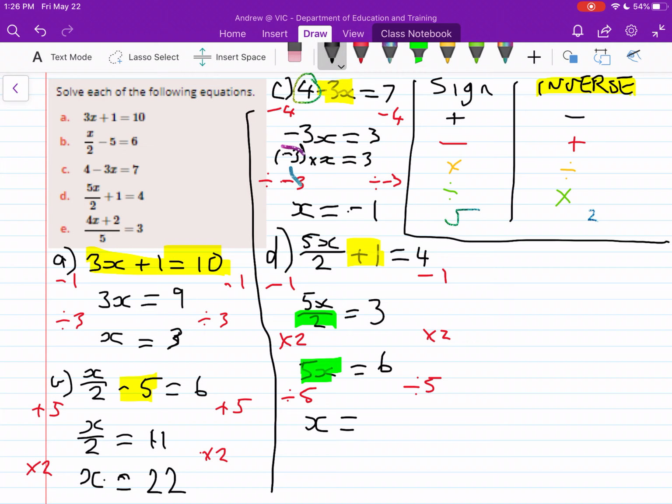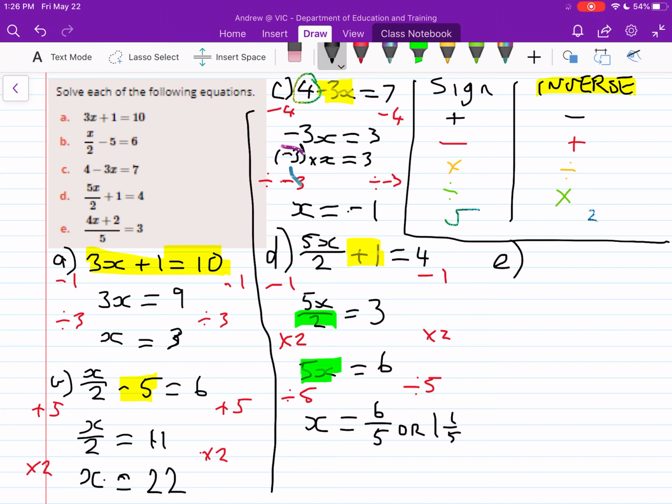6 divided by 5, we can just leave it as an improper fraction of 6 over 5. Or if you don't like improper fractions, you could write 1 and 1/5. Okay? If you really wanted to, you could write 1.2 as well. So that's how you do that. Yet again, I often leave it as fractions. It's just a lot easier.